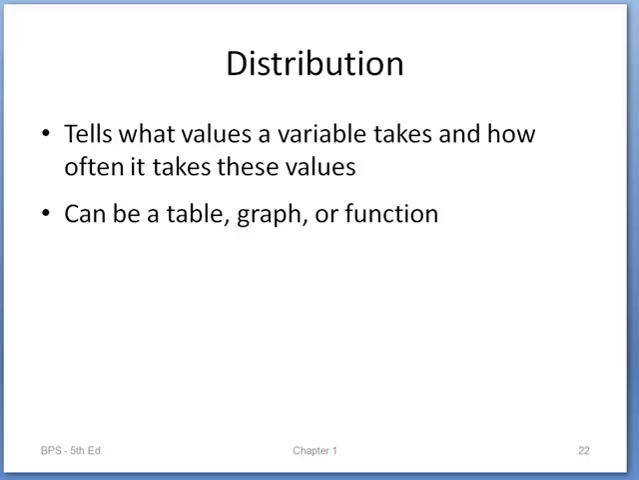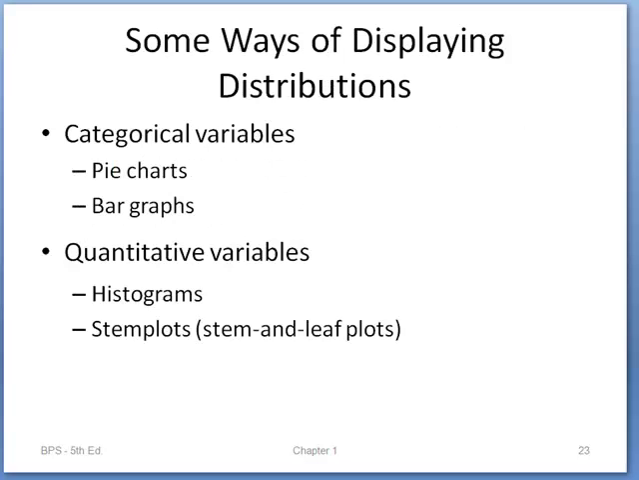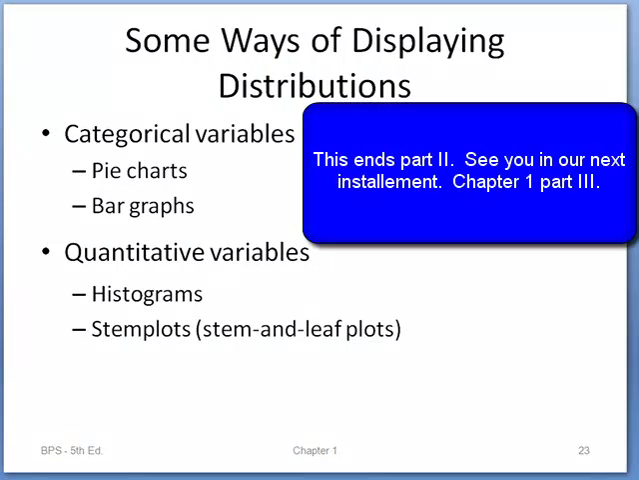Now, when we get this data, we can find out the distribution of the data, and that tells us what values a variable takes on and how often it takes on these values. So that's what a distribution gives us. It can be a table, a graph, or a function. So some ways of displaying distributions: if we have a categorical variable, then pie charts and bar graphs are good for displaying that information. For quantitative variables, we do histograms, stem plots, box plots. There's a bunch of those. Now, these are the ones that we'll study in this chapter.